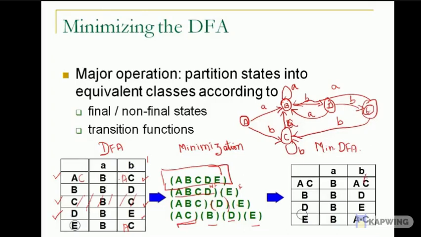That's why in this final transition table, AC on input symbol a goes to B, on input symbol b goes to AC. B on a goes to B, on b goes to D. Right? D, C is cancelled, so D on input symbol a goes to B, on b goes to E. Here we have B and AC.